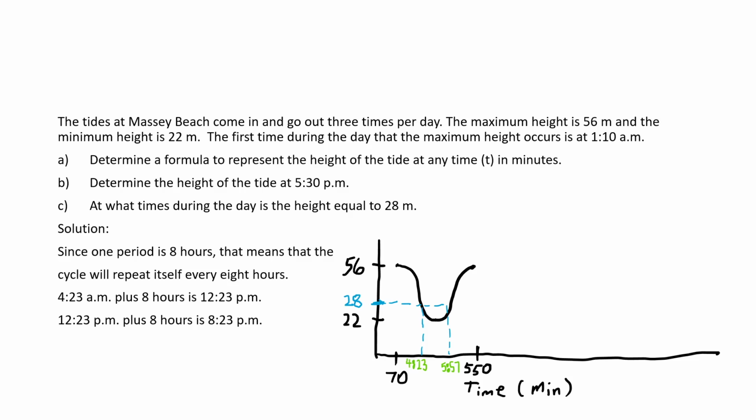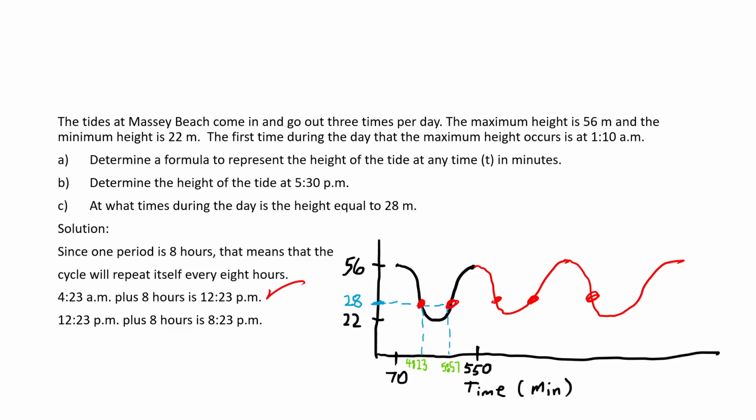Now, because this cycle will repeat perfectly, we're going to end up right here exactly 8 hours after 4:23. And we're going to end up right here exactly 8 hours after 5:57. And so what time is 8 hours after 4:23 a.m.? The answer is 12:23 p.m. And then it's going to repeat perfectly again one more time.